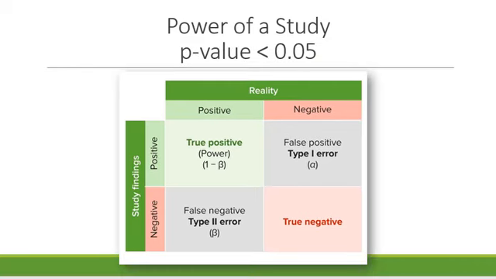And if you have a large enough sample size and you get a positive study finding, then you most likely have a true positive. But if you didn't have an adequate sample size, you're going to potentially have a type 1 error. The study was positive, but in reality it was negative. Vice versa, if you have a negative study finding, but it was actually positive, that would be considered a type 2 error.